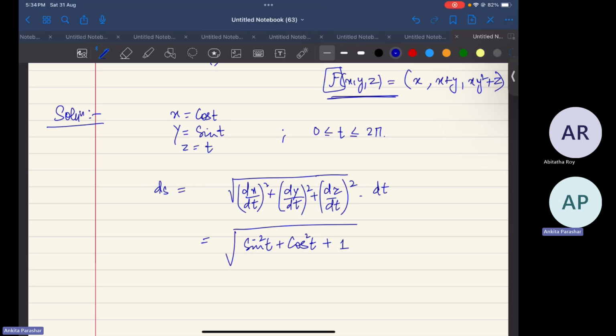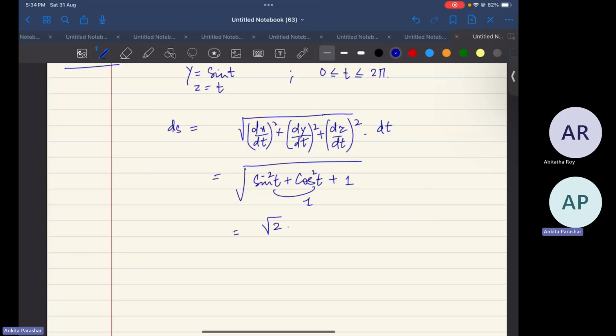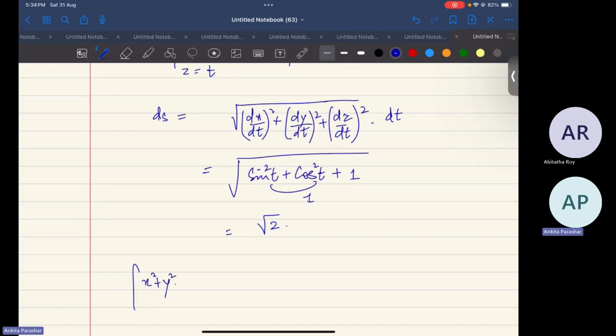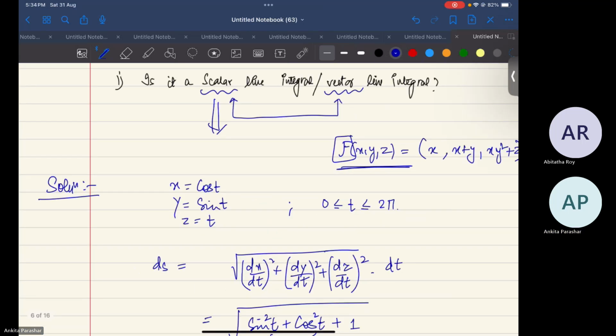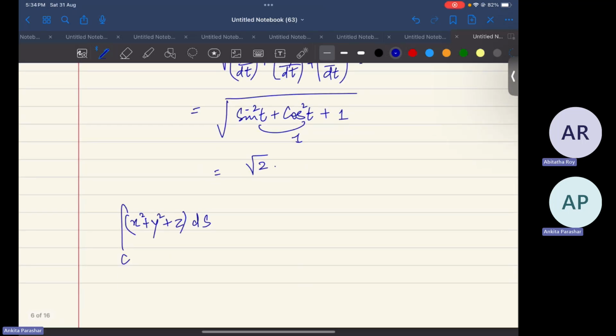So this is root 2 only, right? This is 1. So what has changed now? We have to integrate x square plus y square plus z times ds over the curve C. Curve C has been given to you as parameterized by cos t, sin t, t, of course. So C is nothing but cos t, sin t, t, with 0 less than t less than 2 pi.